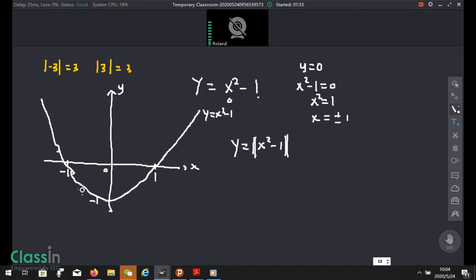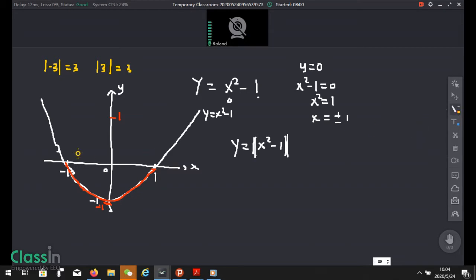So all these negative y values from this section of the graph will be positive. It will be reflected across the x-axis. So this -1 here will come here to be +1. All these negative values will be positive. All this section in red is turning to the other side.